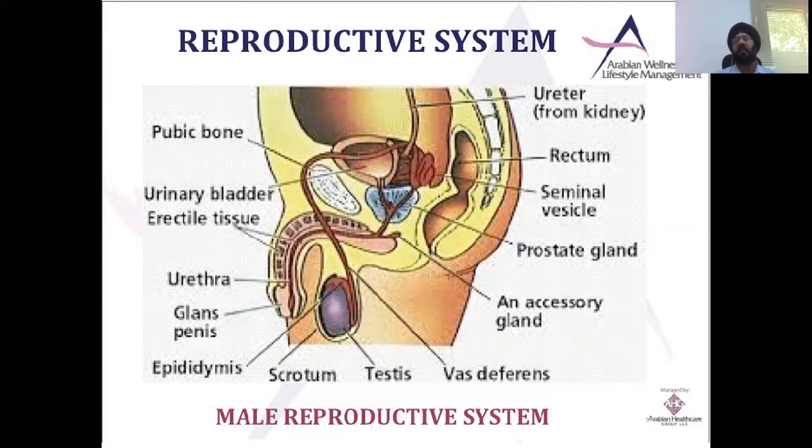Then comes the ejaculatory duct. The duct passes through the prostate and carries the semen into the urethra. The ductus deferens connects the seminal vesicles to the urethra. During ejaculation, the ejaculatory duct opens and expels the semen and sperm from the seminal vesicle to the urethra.